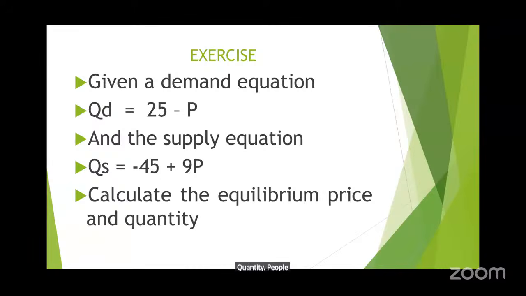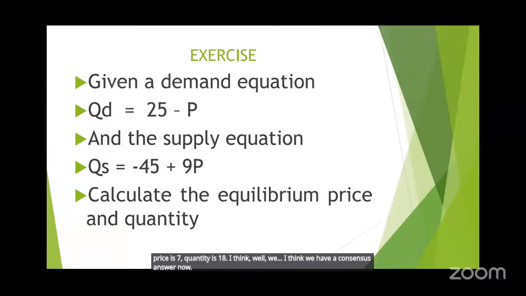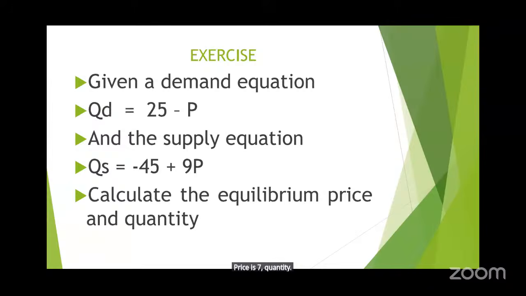People are already giving me answers, 10 and 15. Another person is saying 7. I'm waiting. Price is 7, quantity is 18. I think we have a consensus answer now. Price is 7, quantity is 18.